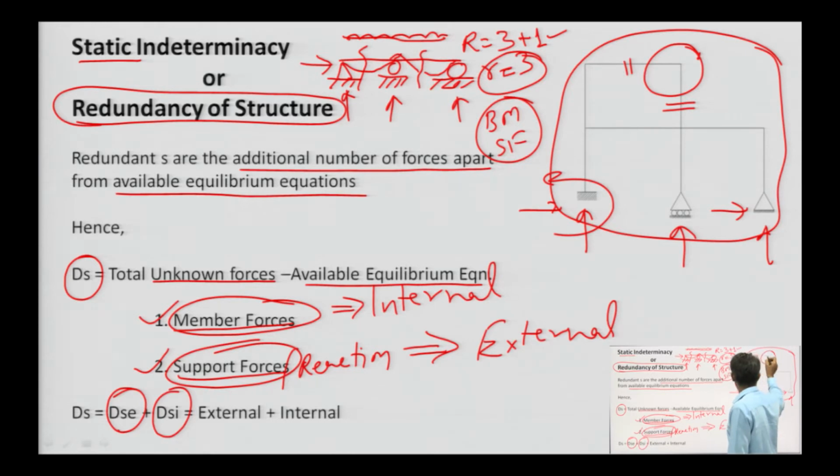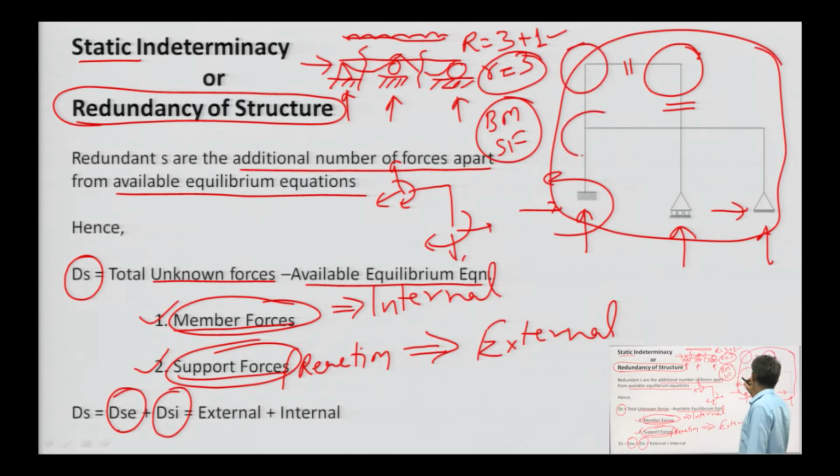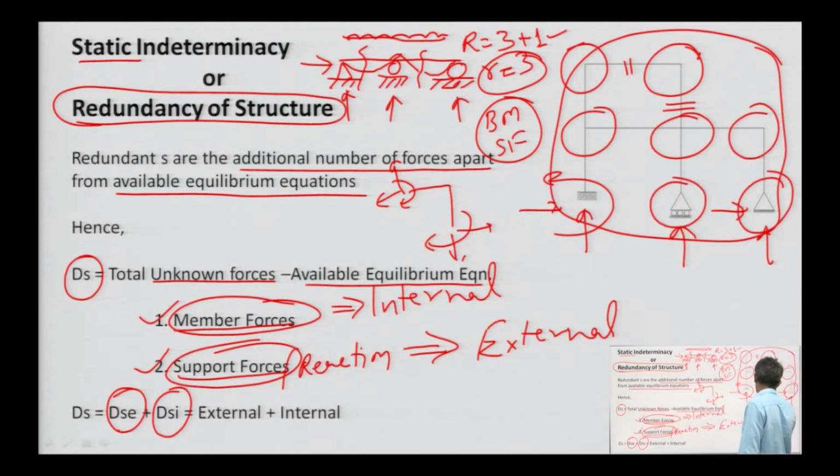If a cut has been applied, then this one part will have member forces in this direction, here member forces in this direction. Every joint can be separated out, and every joint will have a further 3 sets of equilibrium equations.